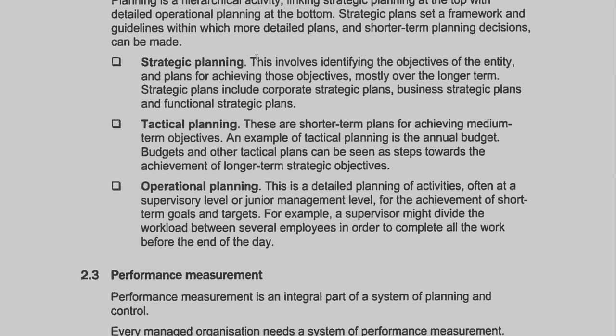Now, strategic planning involves identifying the objectives of the entity and plans for achieving those objectives, mostly over the long term. Strategic plans include corporate strategic plans, business strategic plans, and functional strategic plans. So even within the strategic plan, there are other aspects of the plan that should be considered for the achievement of the organizational objectives. It is carried out at the top, as I told you.